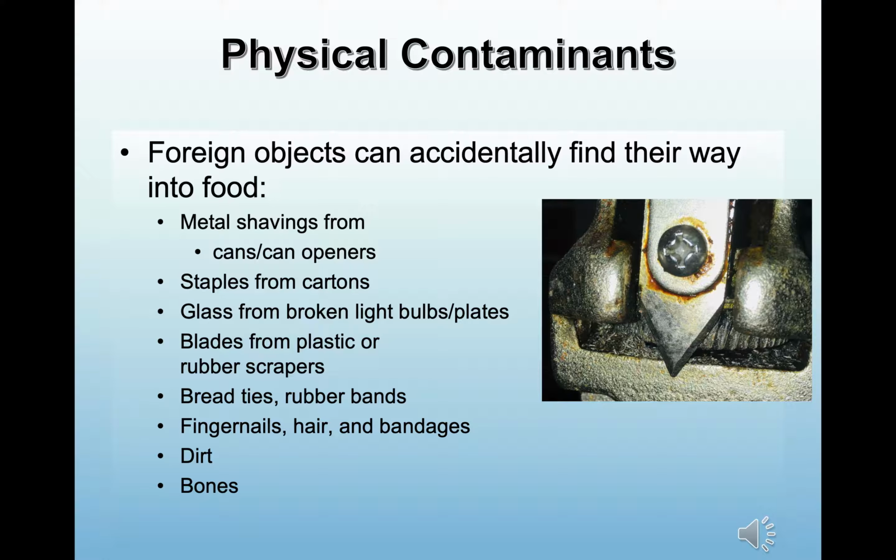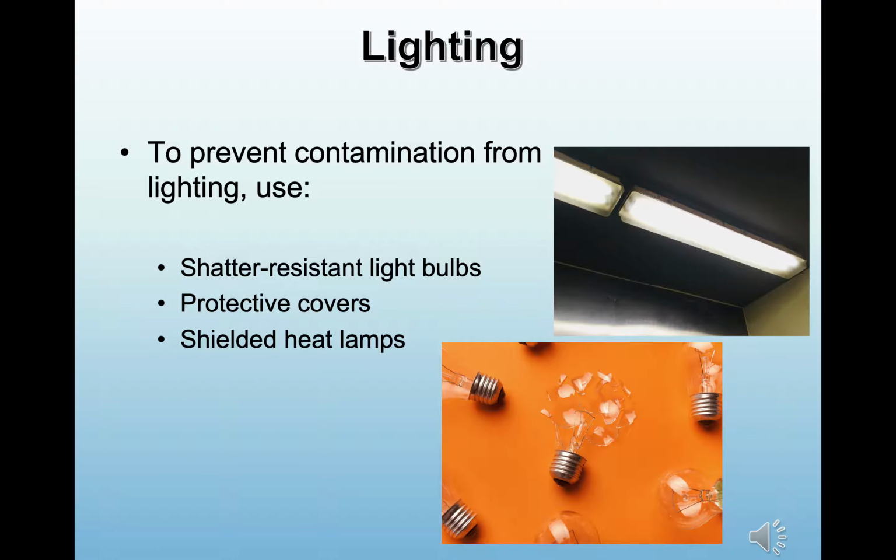These can be objects such as metal shavings from can openers, staples from cartons, glass from broken light bulbs, blades from plastic or rubber scrapers, bread ties, fingernails, hair, or bandages, dirt, or even bones. To prevent contamination from lighting sources, all food establishments should use shatter-resistant light bulbs, protective light covers, and light shields for heat lamps.